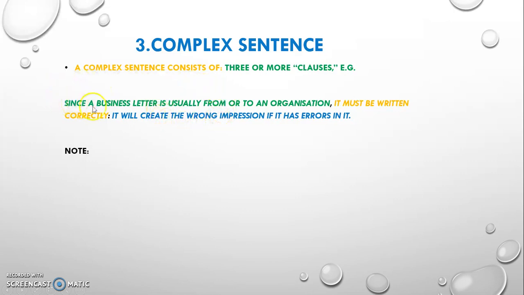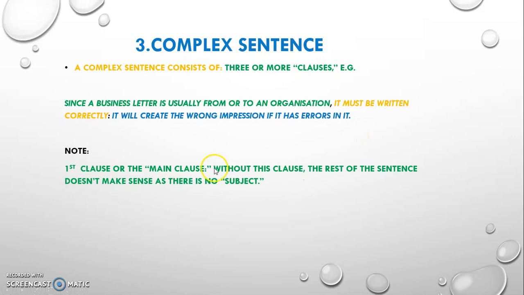But if you take the first part out, it must be written correctly. It will create the wrong impression if there's errors in it. What must? What will create them? It doesn't make sense. And that's because the first clause, or the main clause, without this clause the rest of the sentence doesn't make sense because there is no subject. And if you remember from the structure of a sentence, it must have a subject and a verb. And in the second two parts there's no subject. So it doesn't make sense. Remember, subject, verb.